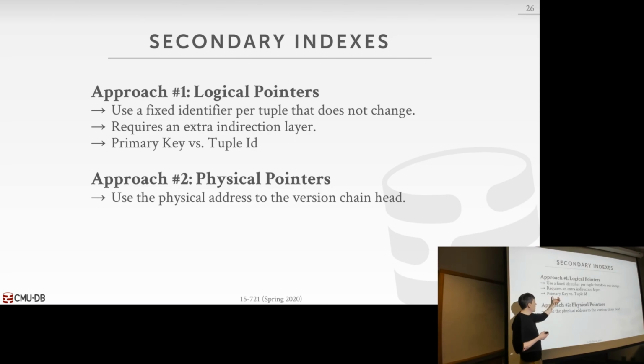Primary key is what MySQL does. So if you don't declare a primary key in MySQL, they will generate one for you called the row ID. Or we just have some kind of global counter that says this tuple is 1, 2, 3, 4, 5, 6, and then have an indirection layer to do a lookup to get the physical address. The physical pointer, as I said, you just always point to the head of the version chain.